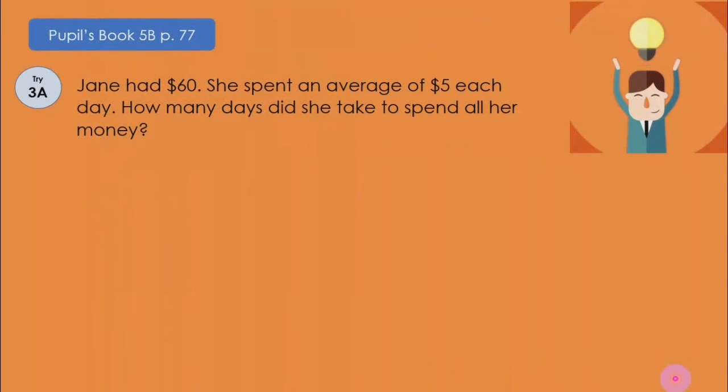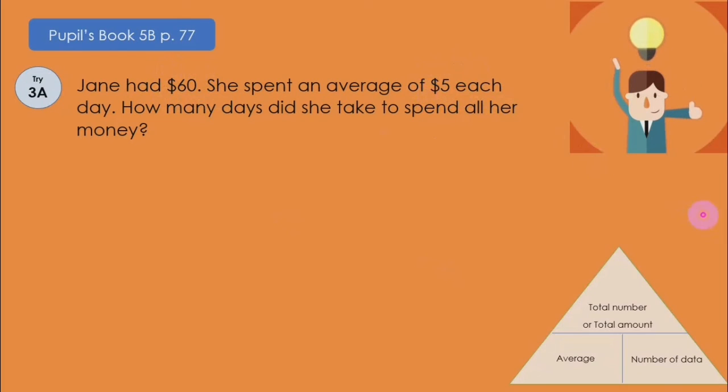Let's try to solve try 3A, page 77. Jane had $60. She spent an average of $5 each day. How many days did she take to spend all her money? What is the total amount of Jane's money? It is $60. What is the average amount Jane spent each day? It is $5. Good.